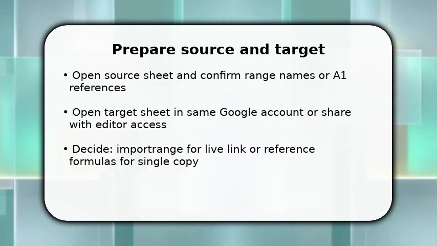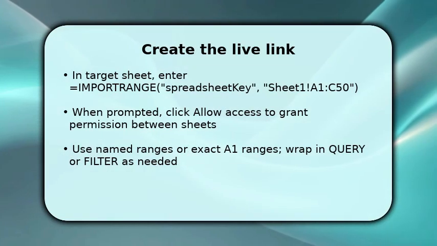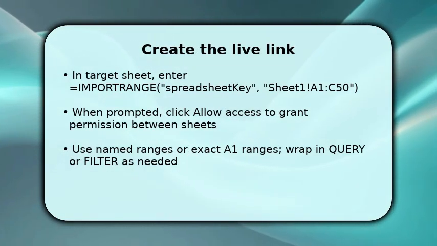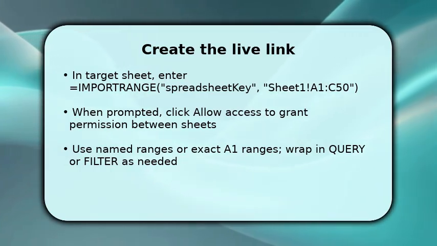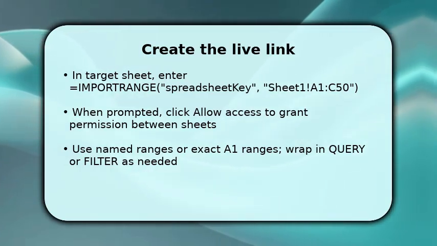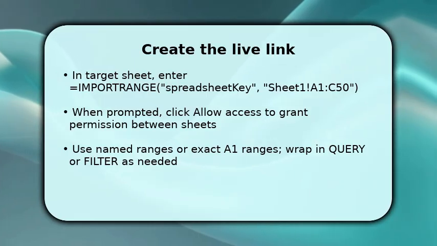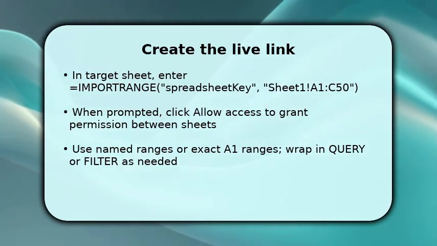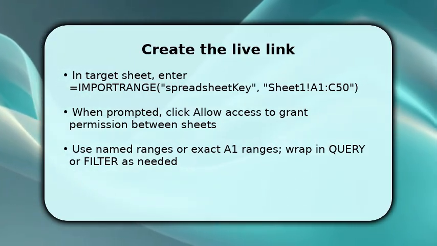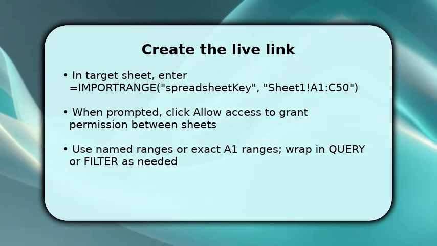Now you create the actual link in the target sheet. You will type equals import range, spreadsheet key, sheet name, range into the target cell and press enter. The spreadsheet key is the long ID from the source URL. When Google shows the #ref error, click Allow access to authorize the connection.